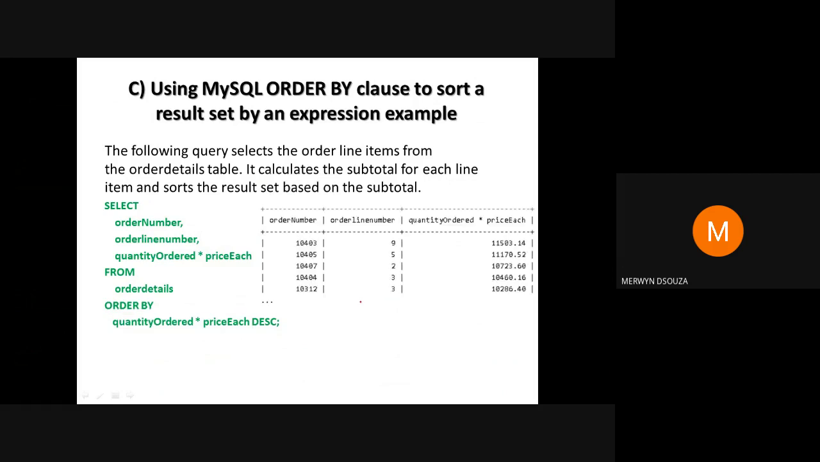So the output will look something like this. We have the order number, the order line number, and the quantity ordered into price each. The values of the two columns are multiplied, and we get an answer here, and this output is displayed in descending order. The highest value is displayed first, followed by the next highest, and so on.